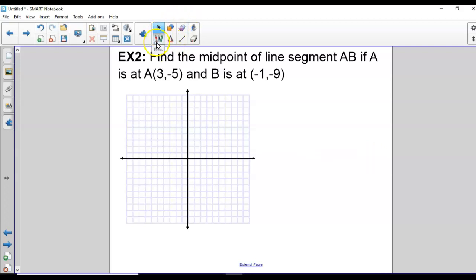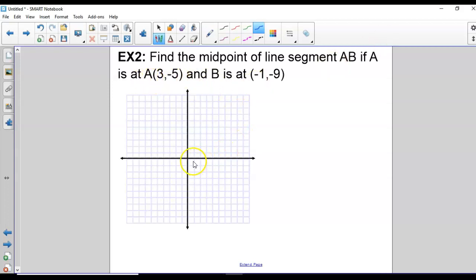Okay. So we're going to find the midpoint of line segment AB if A is at 3, -5, and B is at -1, -9. Again, tomorrow I'm going to teach, or not tomorrow because tomorrow's day of service. On Thursday I'm going to teach you formulas and how to do this other ways. But right now, I just want us to think of it logically. What are we doing here?